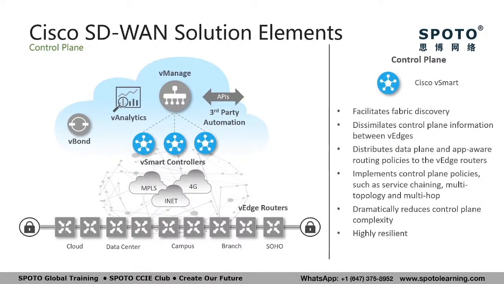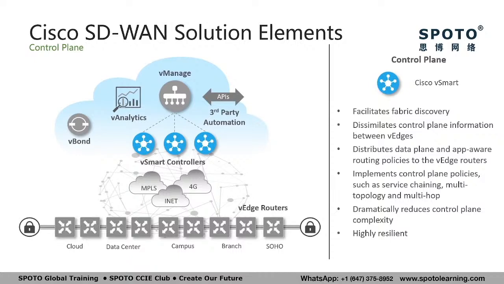Cisco vSmart controllers are the scale-out control plane functions of the Cisco SD-WAN fabric. vSmart controllers facilitate fabric discovery by running the Overlay Management Protocol, the OMP, between themselves and the vEdge routers. Together with vEdge routers, vSmart controllers act as a distribution system for the pertinent information required to establish the data plane connectivity directly between the vEdge routers.